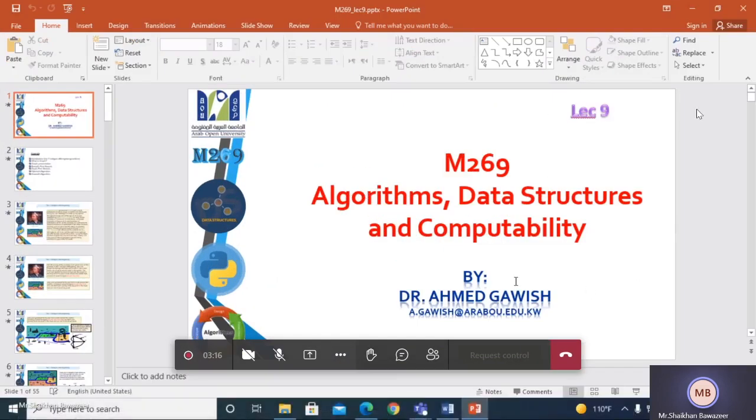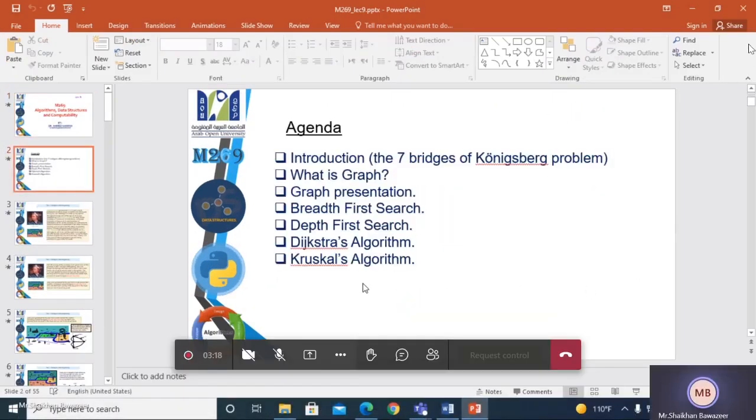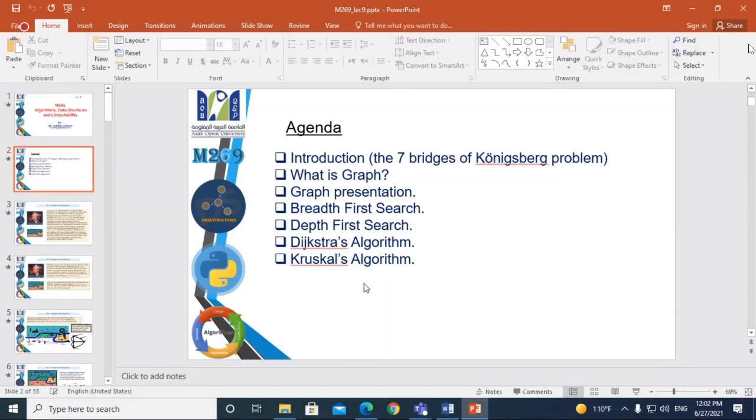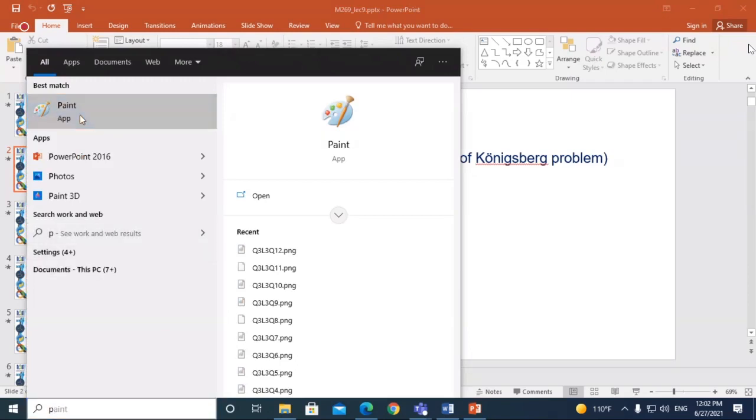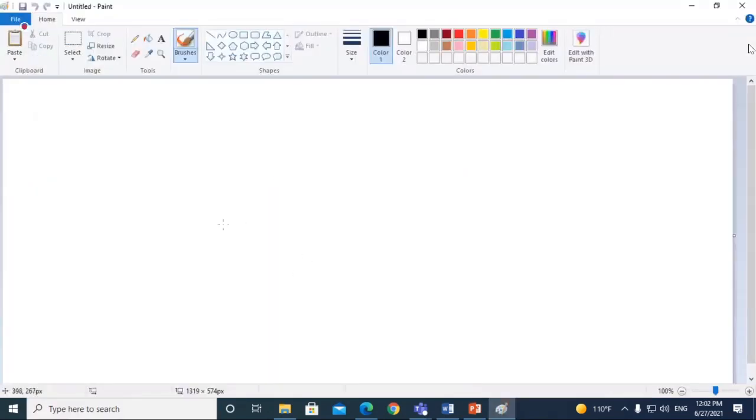Lecture 9 talks mainly about graphs. When we talk about graphs, it's actually similar to trees. So, for example, you might want to represent cities. So you will say that is Riyadh. That is Dammam.